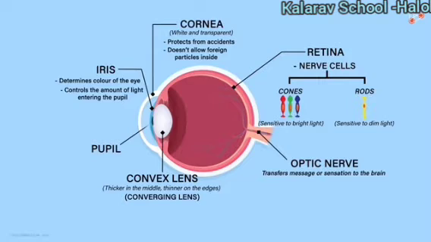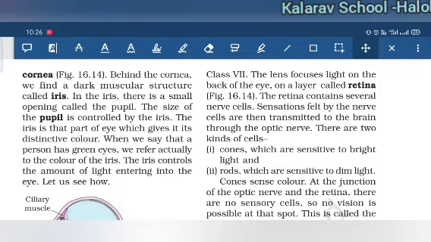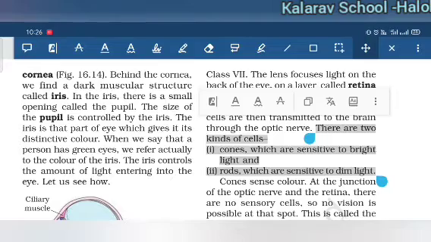Iris controls the light entering through the pupil by contracting and expanding. Behind the pupil, there is a converging lens which focuses the light on retina. Retina consists of two types of nerve cells, namely cones and rods. They transfer the message through the optic nerve. As we see, there are two types of cells which are present in the optic nerve. So these are cones which are sensitive to bright light and rods which are sensitive to dim light.